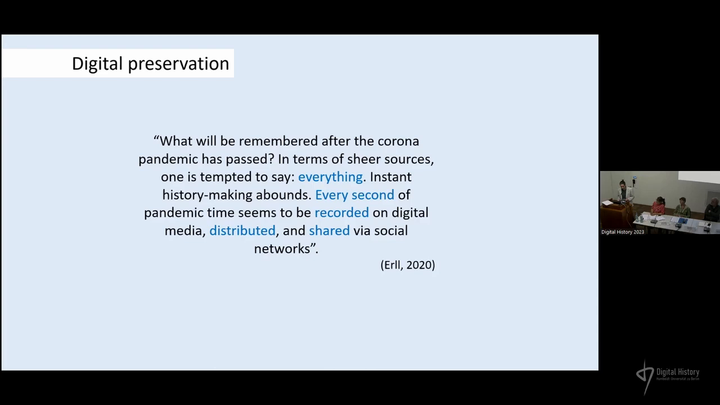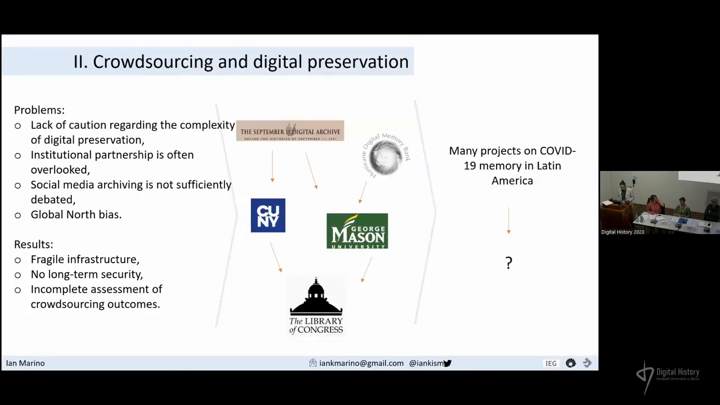Guaranteeing digital preservation, we must remember, and access to born digital records is a very complex process that involves infrastructure, data management, metadata normalization, backup routines, and trained staff. The literature on crowdsourcing only briefly mentions that relevant crowdsourced projects, such as the September 11th Digital Archive, have had very big support from established institutions, which provided proper conditions for digital preservation.